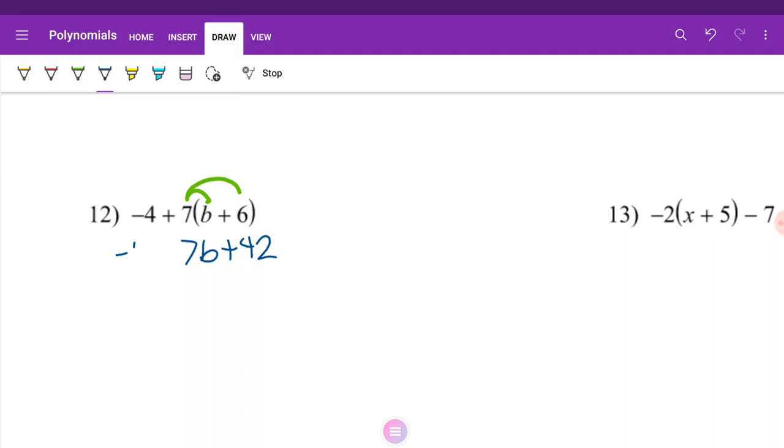I'm just going to drop this negative 4 down. And now these are my like terms. So 7b plus 38. Okay, those are all the first 12 that we're going to do. The evens, you're going to do the odds, so 3 through 13 odd, and you're going to do that half.